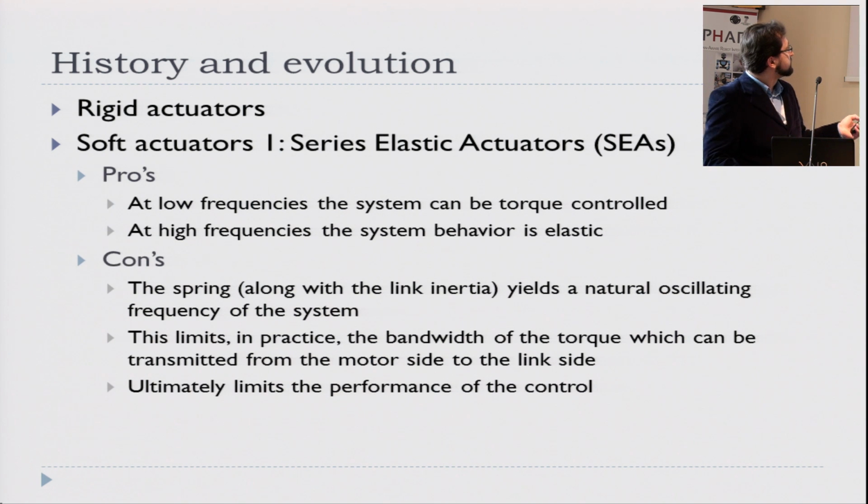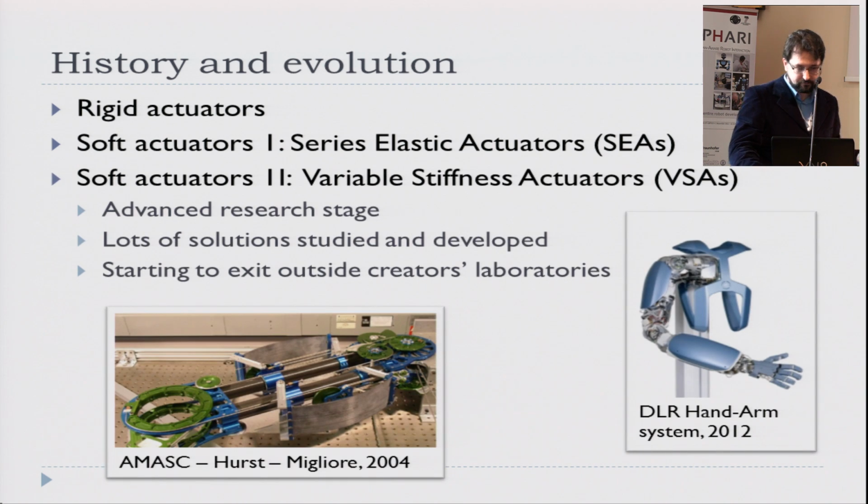As I was saying, these are the advantages of the system, but the disadvantages are that the system, with the link inertia, determines a natural oscillating frequency of the system. And this somehow is a limit to the bandwidth; in practice, it almost always is a limit to the bandwidth with which you can actuate the torque on the output. And this ultimately limits the performance of the control that you can get.